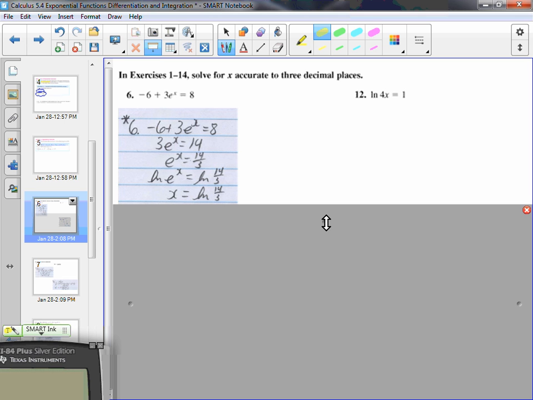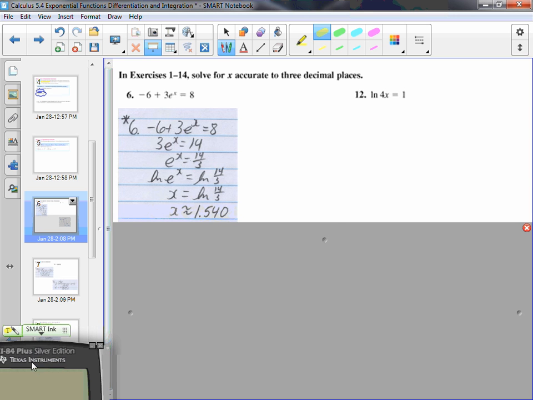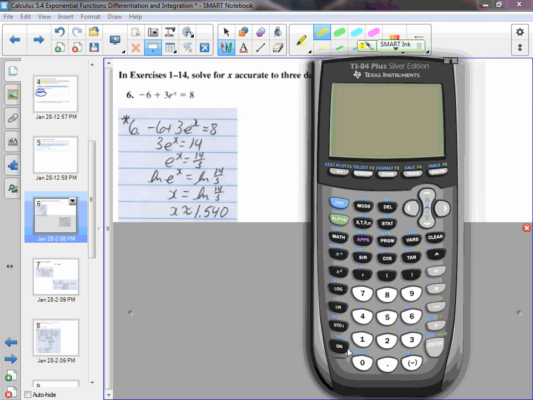And if they did not tell us to change it to decimals, we would be done. But they do. So what's your calculator tell you that the natural log of 14/3 is? All right, but it says to 3 decimal places, so 1.540. All right, we okay with 6?